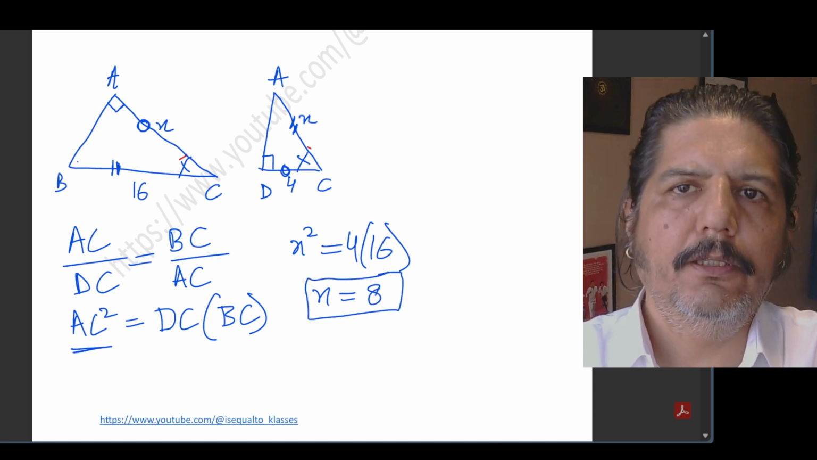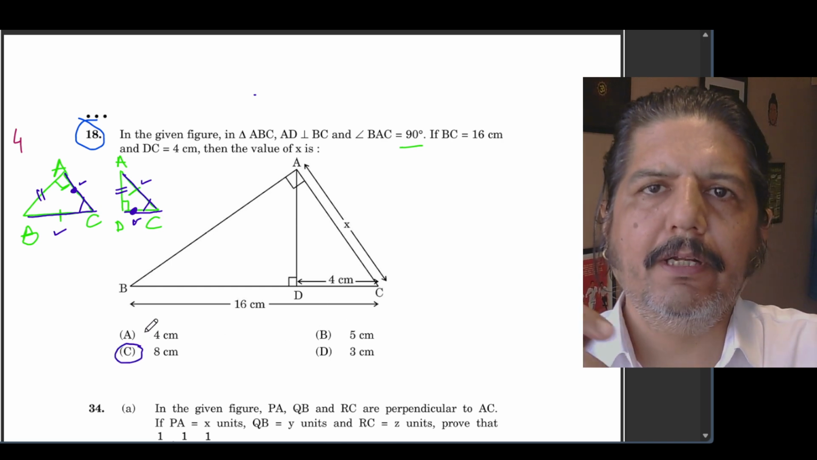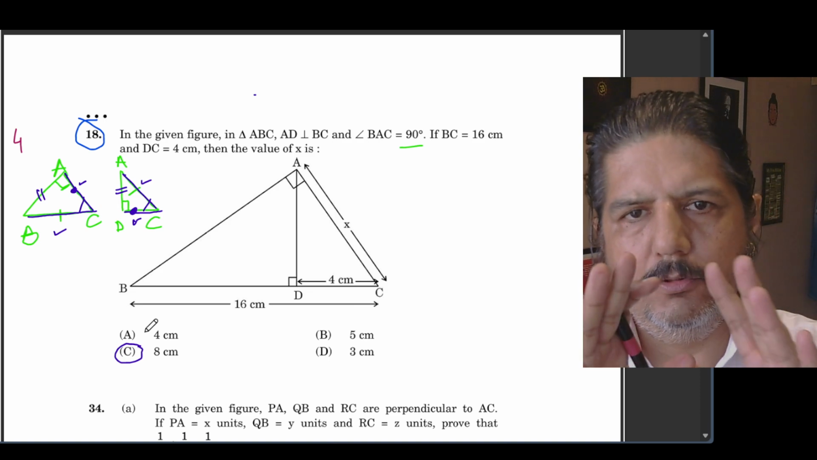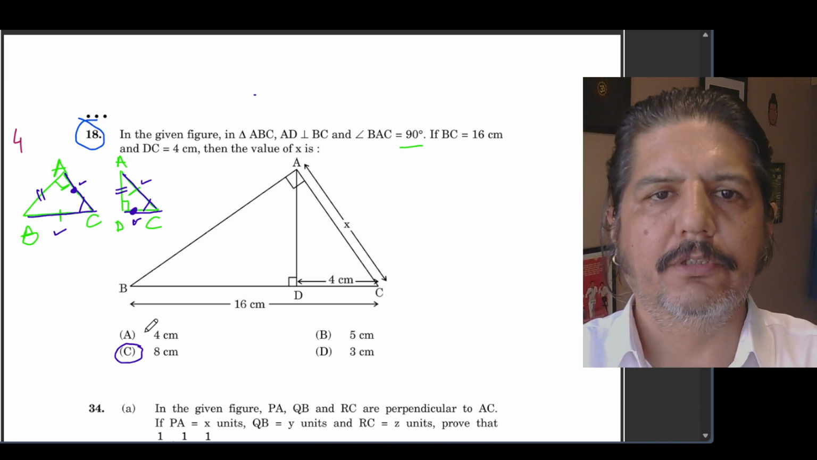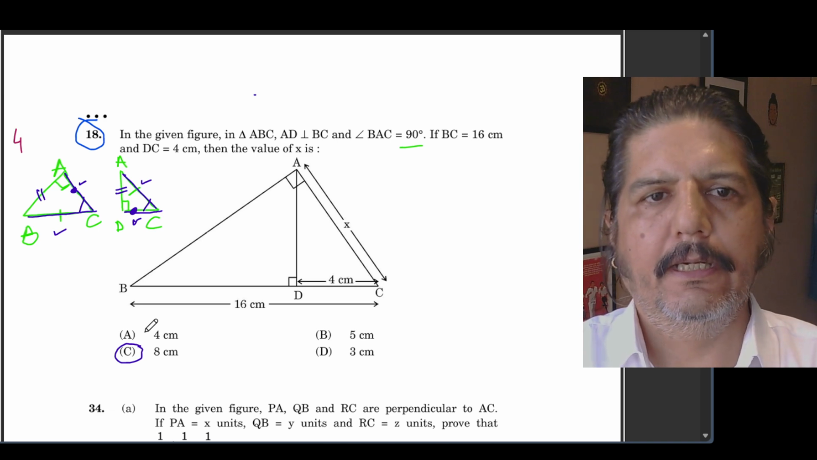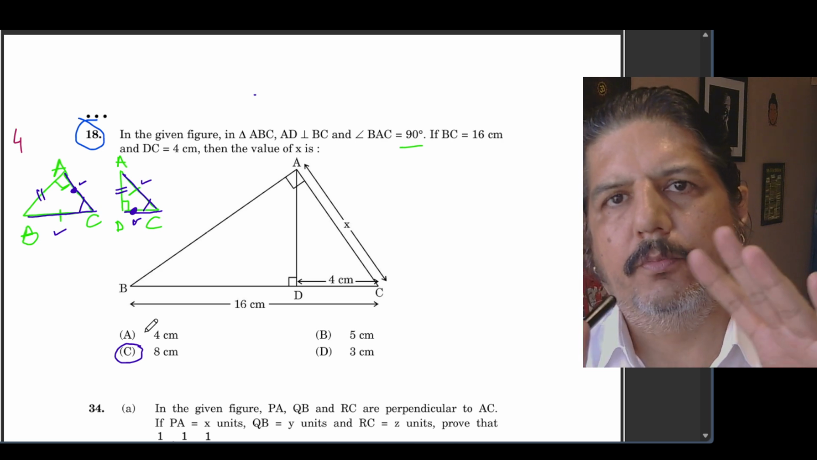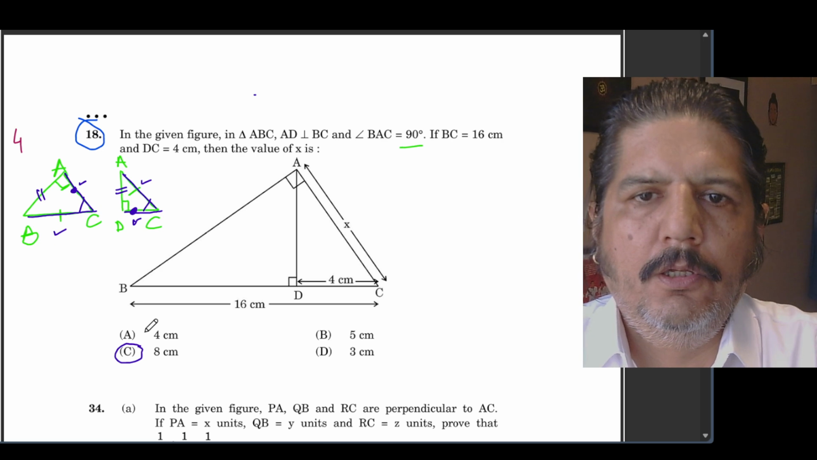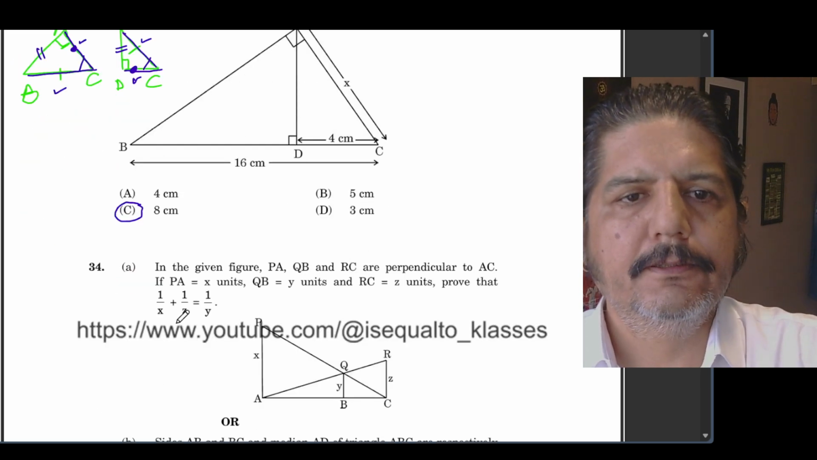So my answer would be 8. So this is what I want to make clear. Your angles and corresponding sides should be very clearly marked so that there is absolutely no confusion. And what helps me as well as my students is that I separate the two triangles which I am focusing on. So hope this helped, and let's move to the next question.